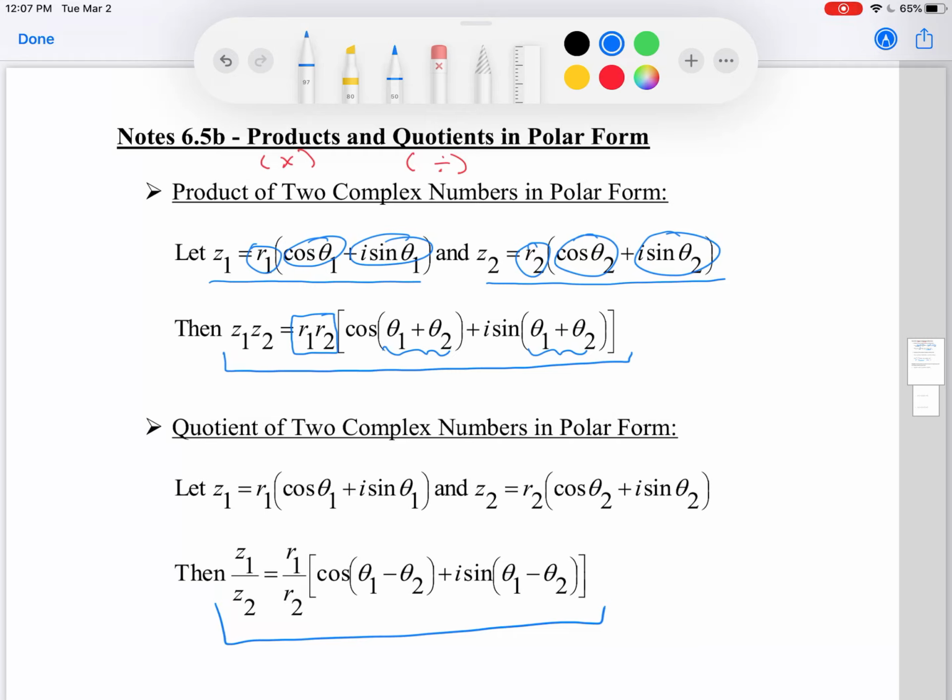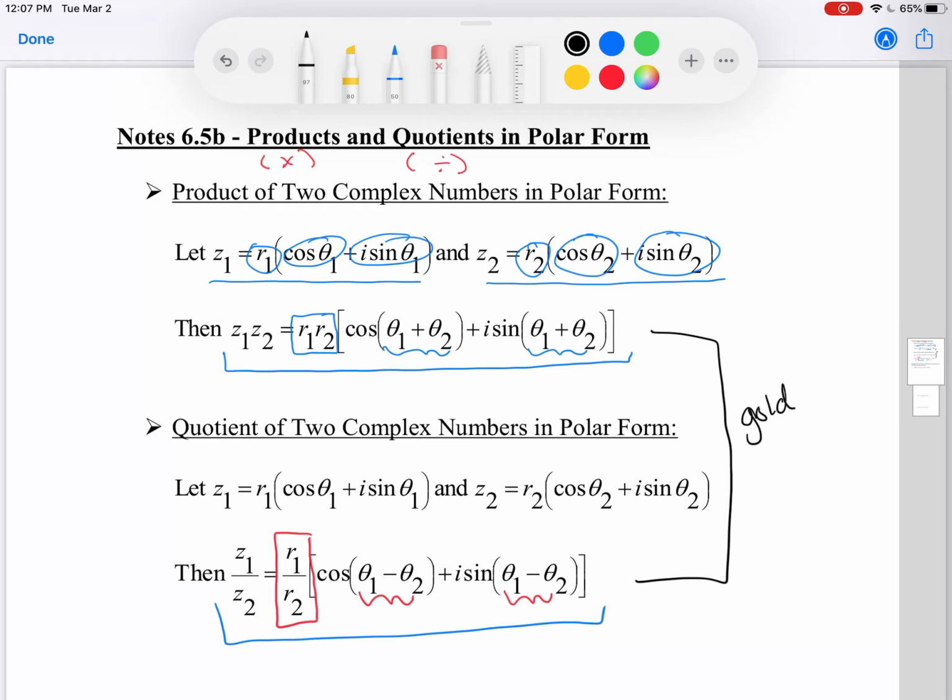Same thing for the quotient. If we move down here, taking a look at this formula, if I asked you to find the quotient of two things, you are of course dividing. So the first thing you would start off with is dividing your R1 and your R2 from each section that I gave you. But then when you get to the angles on the inside, you're not going to add this time, you're actually going to subtract. So again, very similar to exponential rules. When you multiply with exponents, the exponents add. When you divide with exponents, the exponents subtract. Same thing here, except we're talking about angles instead of the exponents.